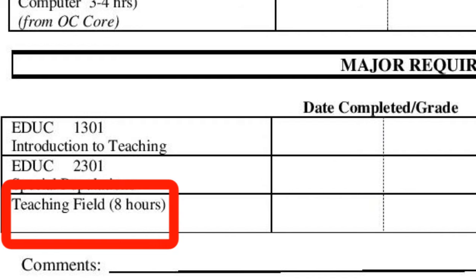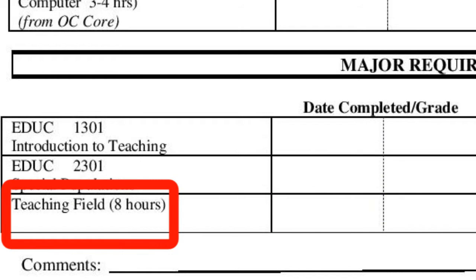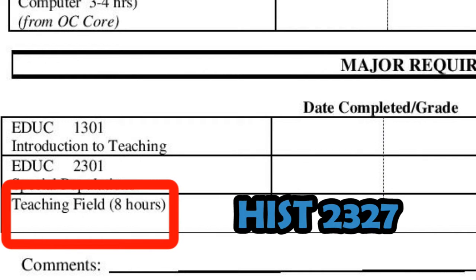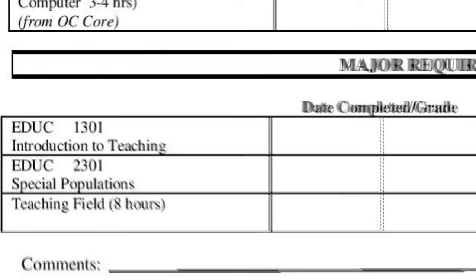This means you can choose 3 classes of non-U.S. history. You can pick from any of these classes: History 2327 Mexican American History 1, History 2328 Mexican History 2, History 2311 Western Civilization, or any non-U.S. history class.